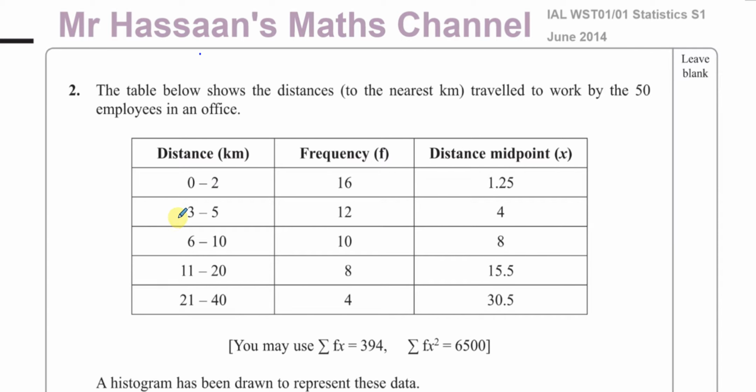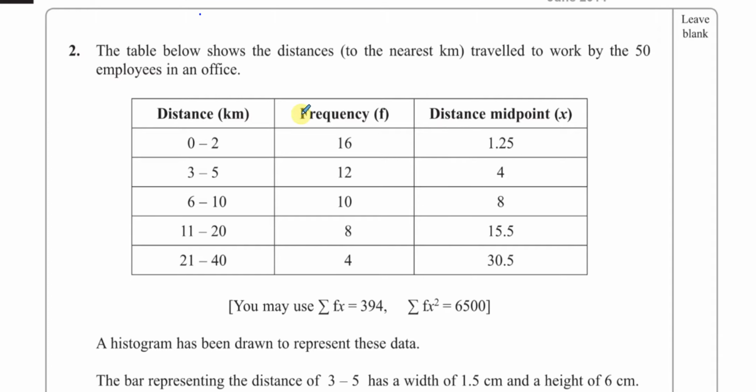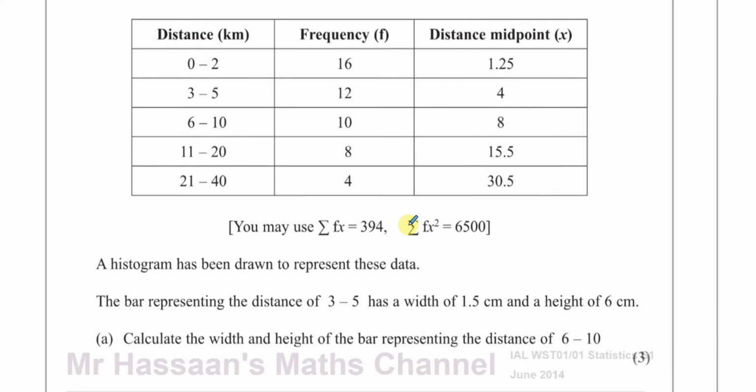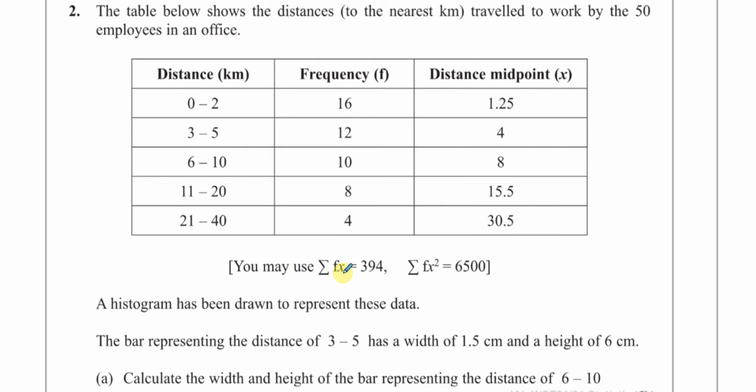And this question is about this grouped frequency table, which shows the distances to the nearest kilometer traveled to work by the 50 employees in an office. So they give you the distance, the frequency, and also the midpoint of the distances. And they've also given us some summary data: the sum of the product of frequency and distances, and the sum of the frequency times the square of the distances.